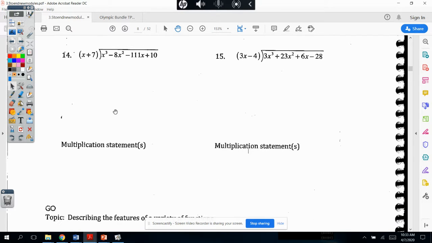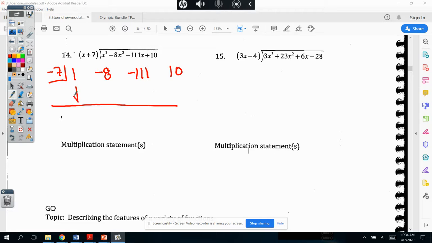We can do synthetic on 14, but not on 15. So for 14, you put a negative 7 in the box, x cubed, x squared, x, and a number. I didn't have to put a 0 in it on any of these. Skip a line, draw a line. Sometimes you do, so be careful with that. You multiply, you add. You multiply, I'm checking my work on this one. You add, you multiply, you add. Big remainder this time, 52.